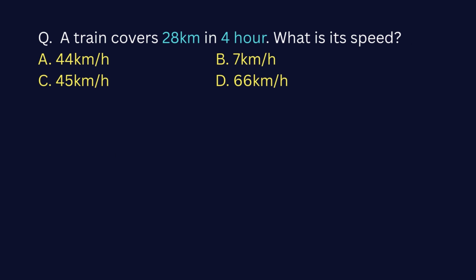A train covers 28 km in 4 hours. So what is the train's speed? Is it 44 km per hour, 7 km per hour, 45 km per hour, or 66 km per hour?